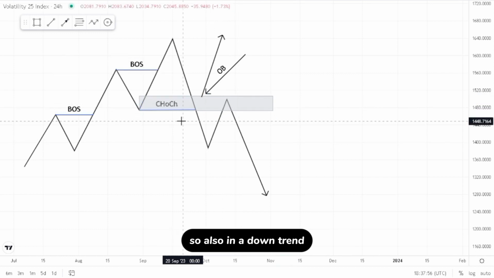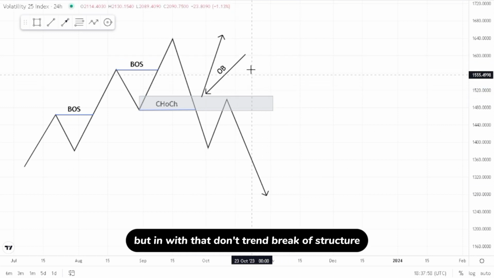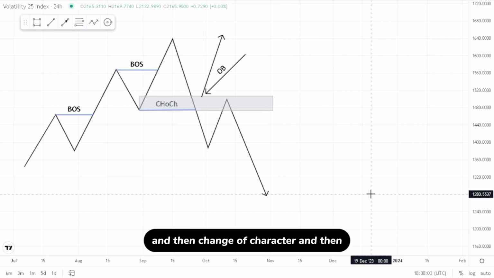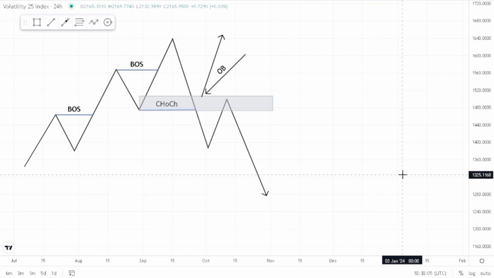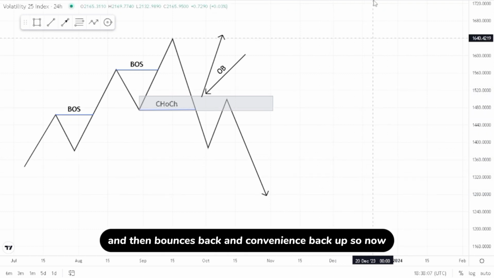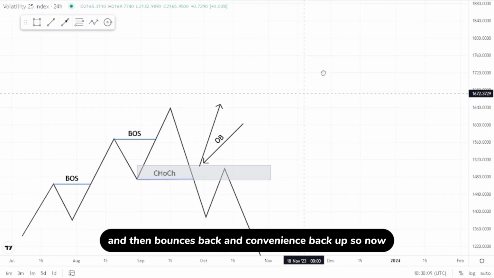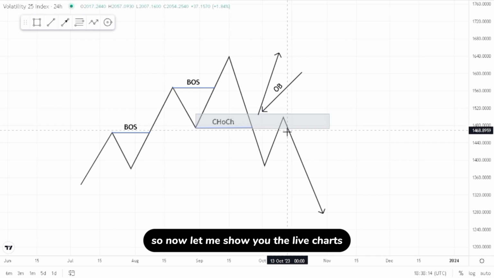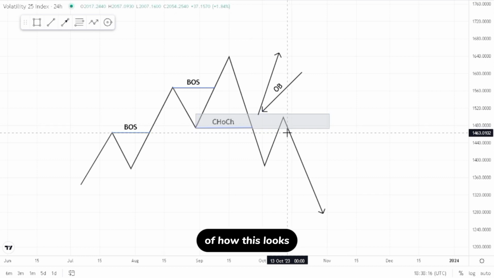So also in a downtrend it's the same, but invert that: downtrend, break of structure, downtrend, break of structure, and then change of character, and then takes out that other block, and then bounces back and continues back up. So now let me show you the live charts of how this looks.